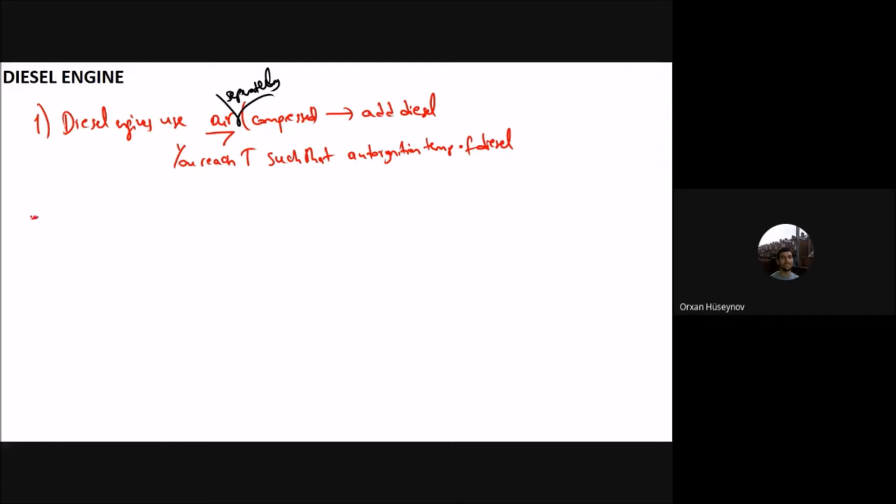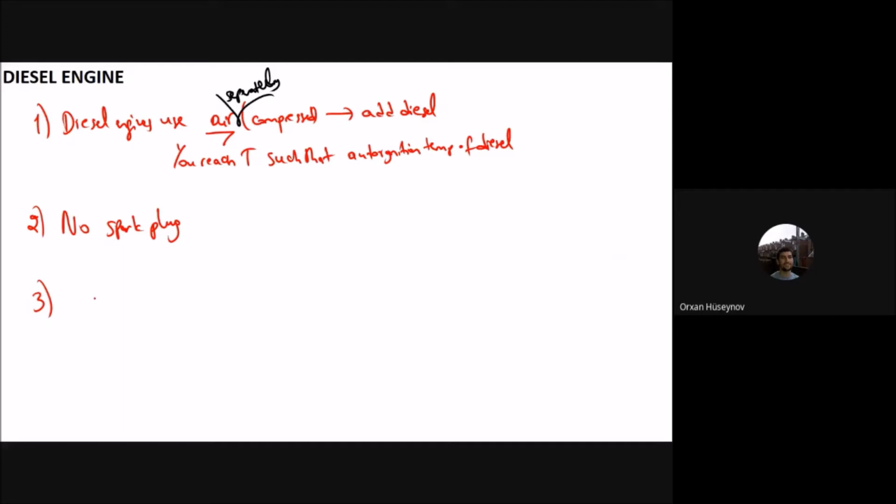And the second difference is that the diesel engines, as you can see here, use compression. They don't use any spark plug. So here you don't need any spark plug. This is another main difference between the diesel engines and the petrol engines.